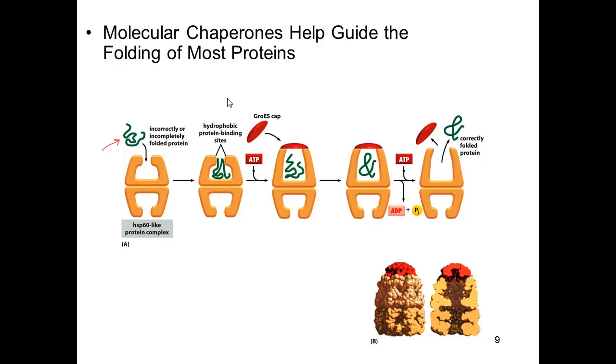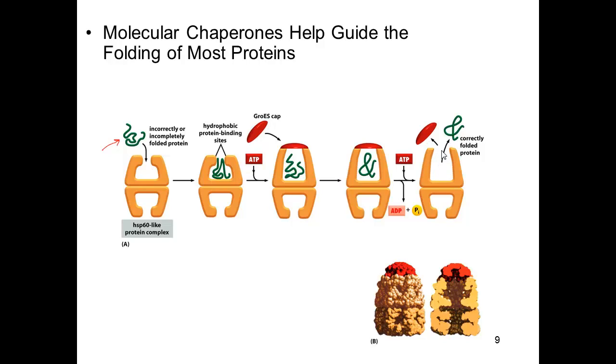Now here, with the help of ATP binding and hydrolysis, the protein will be drawn into the interior. A cap will form, and now it is isolated from other external influences, and the chaperone will attempt to refold it. It then can be released, and if it's correctly folded, it will diffuse away because it no longer has an exposed hydrophobic region to interact with the chaperone.